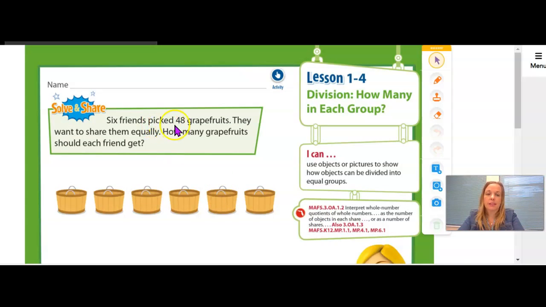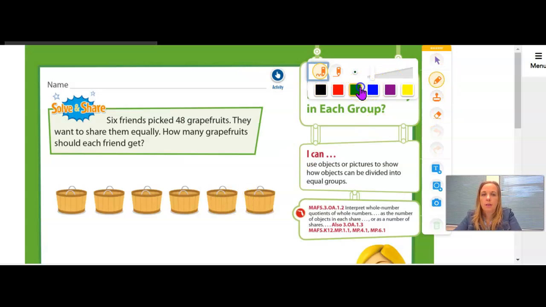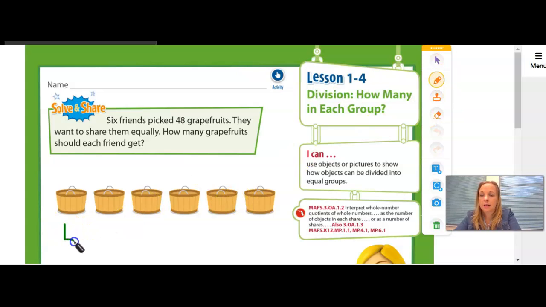6 friends picked 48 grapefruits. They want to share them equally. How many grapefruits should each friend get? Okay. When we are dividing, boys and girls, we're taking a big number and making it smaller because we're divvying it into certain groups. So what is my big number here? 48. So I'm going to write 48 because that is my big number. That's going to be my very first number.